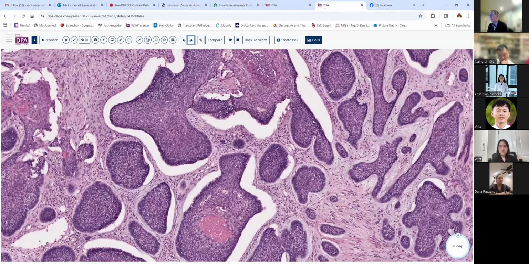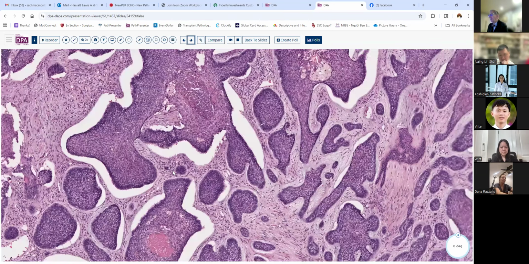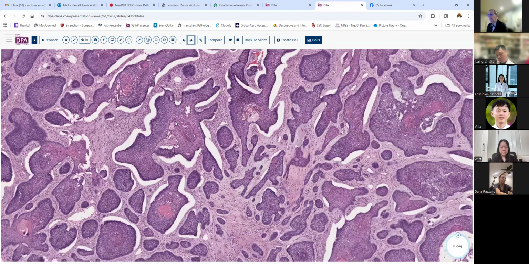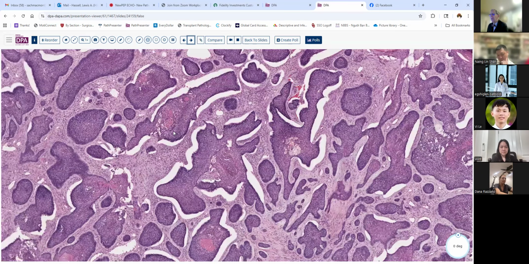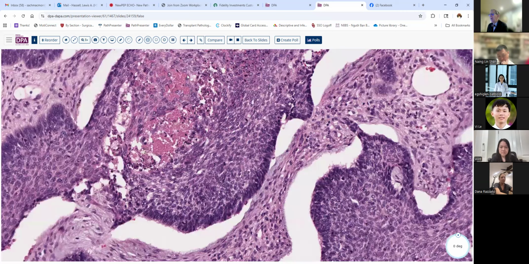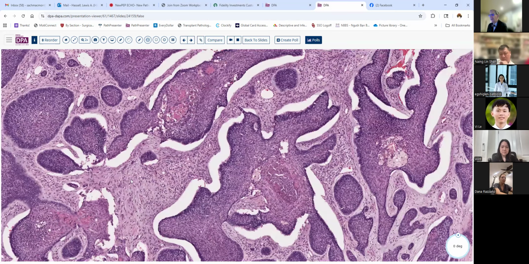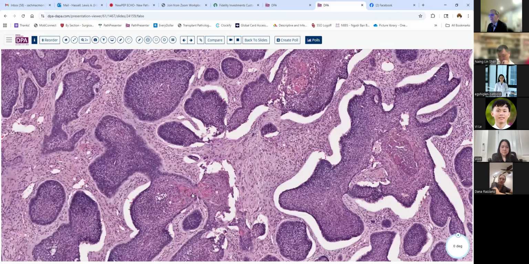The other thing that's very nicely demonstrated here is the degree of peripheral palisading, where the nuclei at the periphery of these nests tend to line up parallel to one another, perpendicular to the surrounding stroma. So those are all very nice features that say, I am a basal cell carcinoma. There are some other features here, maybe a little bit less commonly seen. For example, necrosis is relatively less frequently seen with basal cell carcinoma, not impossible, but we have several nice areas of necrosis that can be seen.